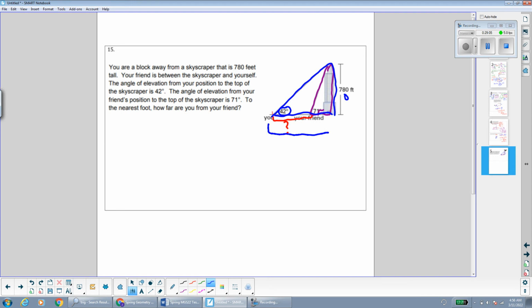So it would probably be useful to me to find information about the adjacent leg of the big triangle. If I can get this whole adjacent leg of the big triangle, and I can get this part of the small triangle and subtract, then I can figure out this distance over here. So that tells me I'm going to be using tangent. So let me set up a tangent ratio.